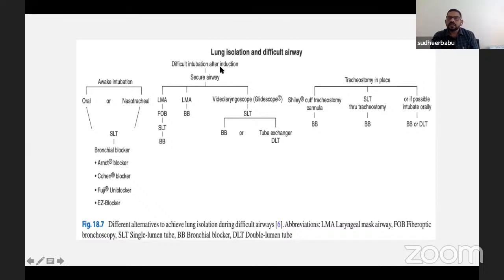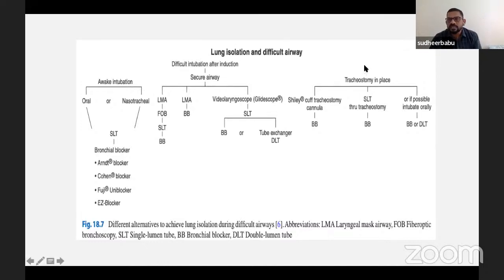Suppose it is unanticipated, then first you can put the LMA, do the fiber optic bronchoscopy and put the single lumen tube, and you can use the bronchial blocker, or you can use the video laryngoscope, and if it is possible, with the help of the tube exchanger, after intubating the single lumen tube, we can put the bronchial blocker or DLT.